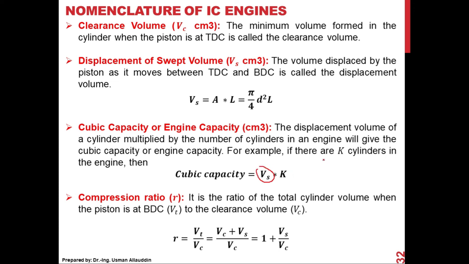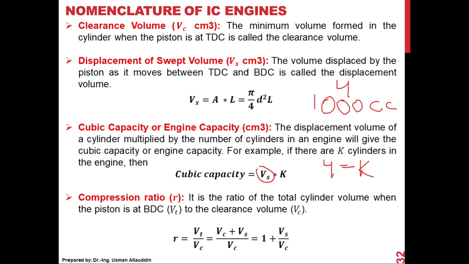Let's suppose you have four cylinders, so you need to multiply the swept volume of one cylinder with the four. 1000 cc means, let's suppose it has four cylinders, so the volume of one cylinder will be 250 cc. So 250 into 4 will be a 1000 cc engine.